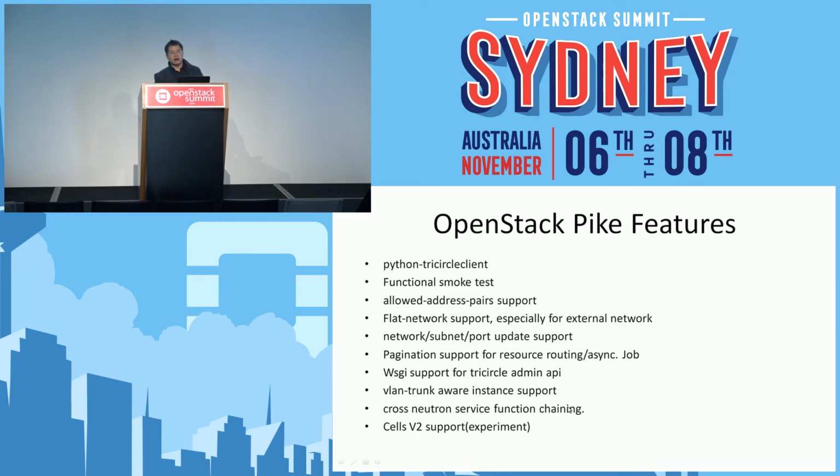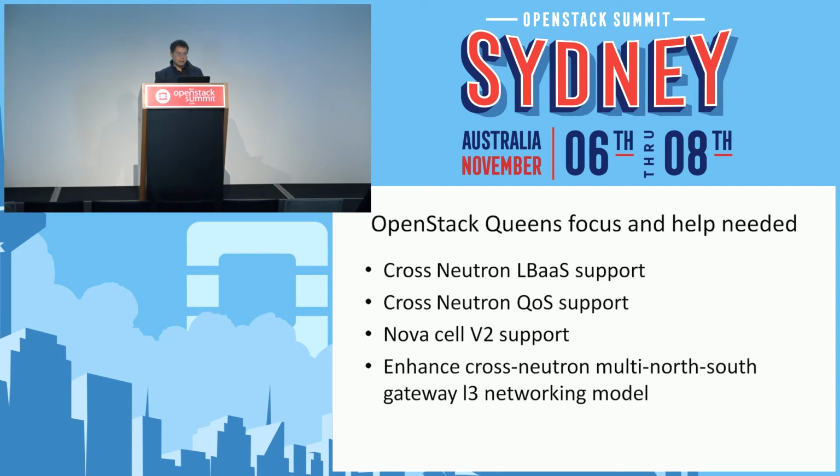In the Pike release, we also did some experiments using Tricircle to support Nova Cells v2, so that we can scale a single OpenStack with Cells v2 and Tricircle. So in Queens, we focus on, and need help with, cross-Neutron load balancer service support, cross-Neutron QoS support, and Nova Cells v2 support. And we also mentioned that we want to enhance the layer 3 networking model.